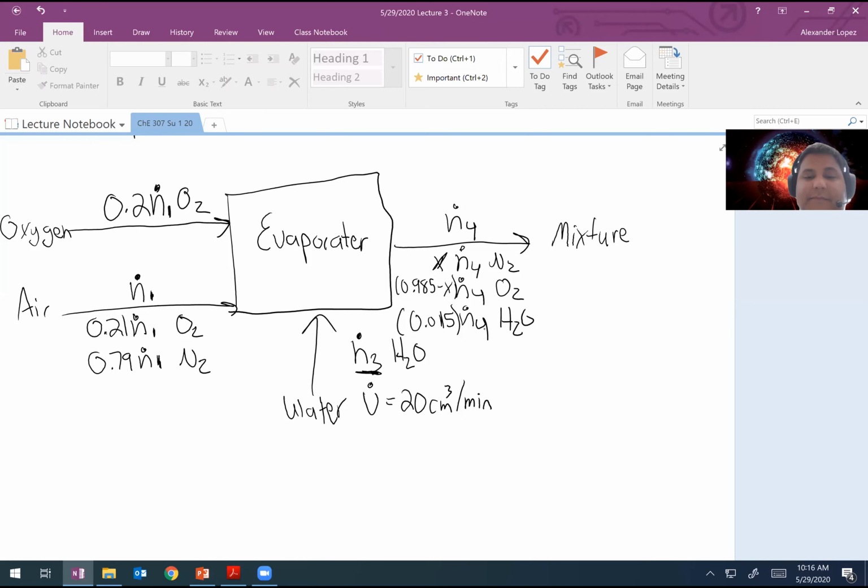Right, because I went from, I think, 5 or 6 unknowns down to, let's see, how many unknowns do I have here? I got 1 for the N1, 2 with N2, and then 3 with X. So now I only have 3 unknowns, which I have 3 components, and with 3 unknowns, that means this problem is specified and I can solve it.